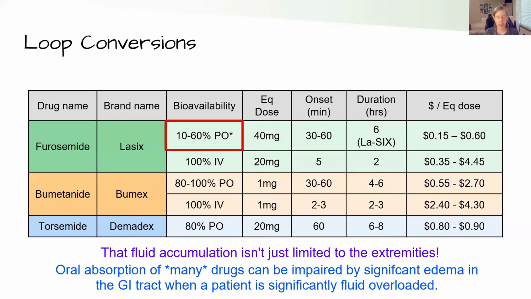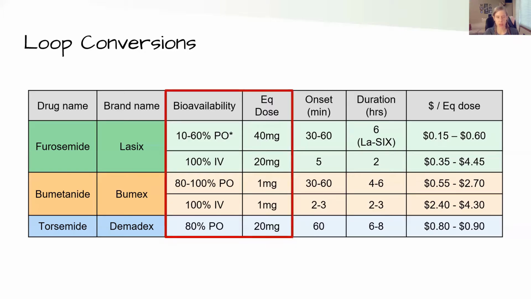You can also see in this table the common conversion factors between the different dosages and forms of these different loop diuretics. Important to note that bumetanide, or Bumex, is pretty much equivalent oral and IV, whereas furosemide is a 2-to-1 conversion. Other factors important for clinical management are the onset and duration of these different diuretics in their different forms. This will come up later when we talk about dosing intervals and times of the day.